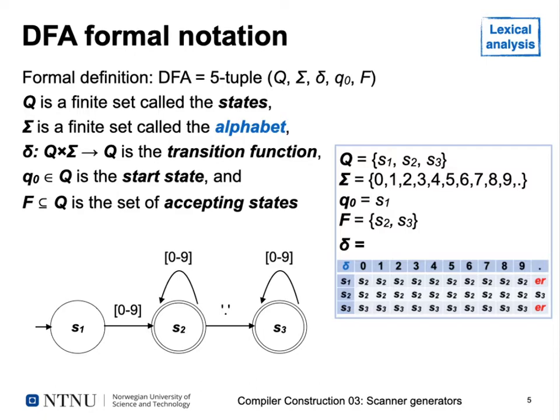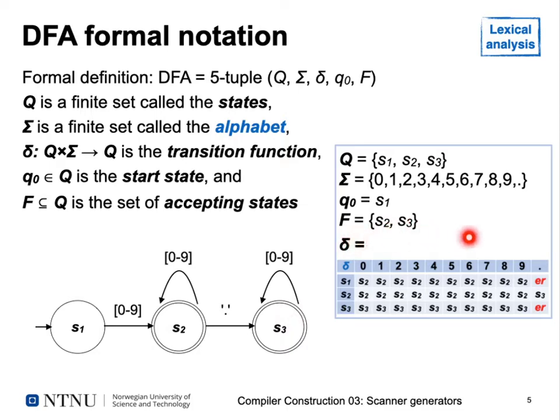And you've also seen that we can have a different notation for our delta function. We can express it as a table. So our simple DFA here could be formally noted like on the right-hand side. The set of states is S1, S2, S3. The set of input characters, or the alphabet, is just all our digits and the decimal point: 0, 1, 2, 3 and the decimal point at the end. We start our automaton at state S1. Our automaton is allowed to finish in states S2 or S3.